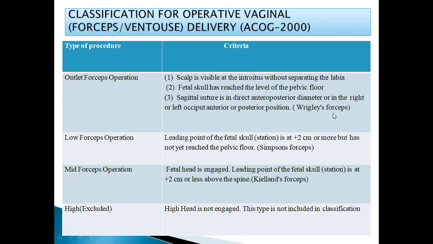Now, low forceps operation means here, fetal skull is ischial spine ke niche aa gaya hai. Okay, that is plus 2 cm. Station agar hum dekh rahe to plus 2 cm aur jyada. Lekin, abhi tak pelvic floor mein nahi pahuncha hai.